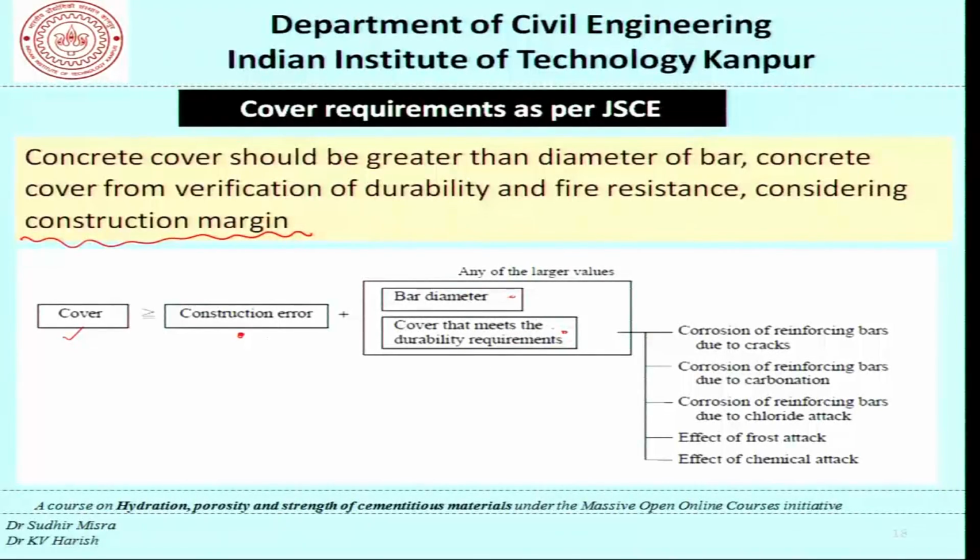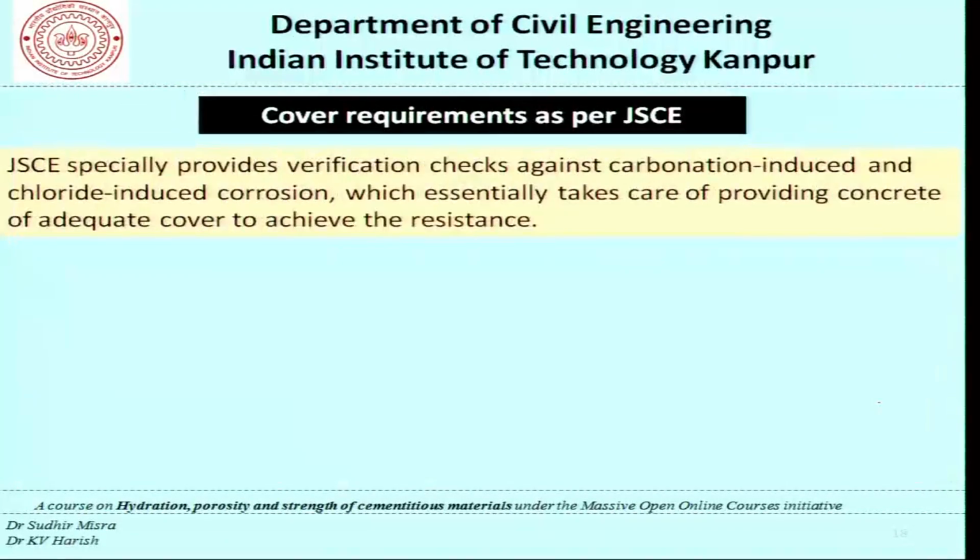And as far as the cover from the durability requirements is concerned, it could be corrosion of reinforcing bar due to cracks, corrosion of reinforcing bar due to carbonation, corrosion of reinforcing bars due to chloride attack, the effect of frost attack, and the effect of chemical attack. Now, talking a little bit more about these requirements, the JSCE especially provides verification checks against the carbonation induced and the chloride induced corrosion, which essentially take care of providing concrete of adequate cover to achieve this resistance.